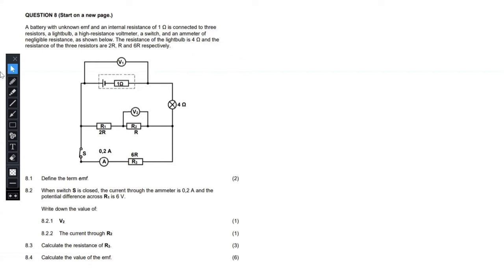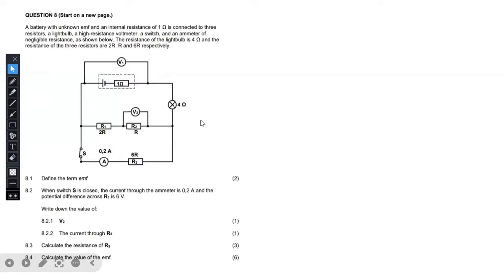Okay, so we have question 8. It says a battery with unknown EMF and an internal resistance of 1 ohm is connected to 3 resistors, a light bulb, a high resistance voltmeter, a switch, and an ammeter of negligible resistance. As shown below, the resistance of the light bulb is 4 ohms and the resistance of the 3 resistors are 2R, R, and 6R respectively. So that means in that order.